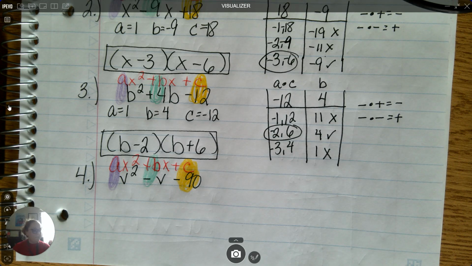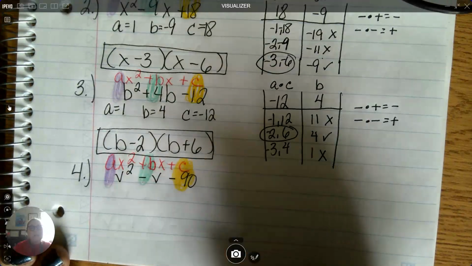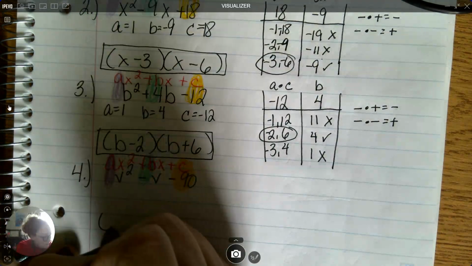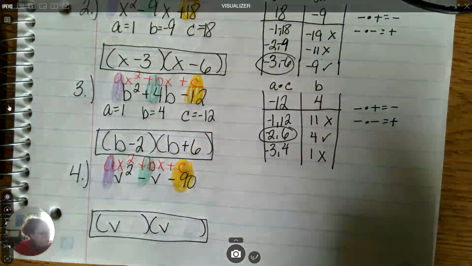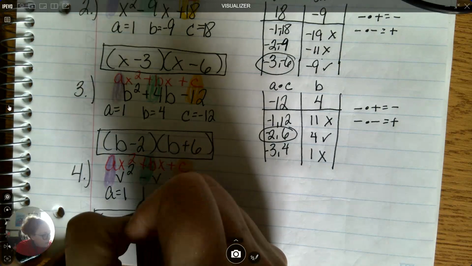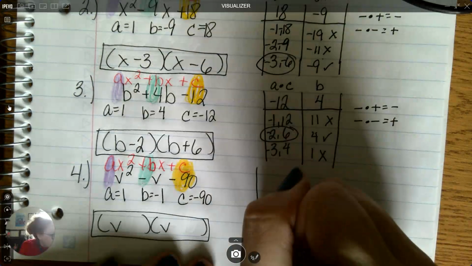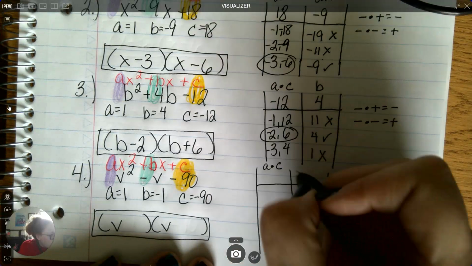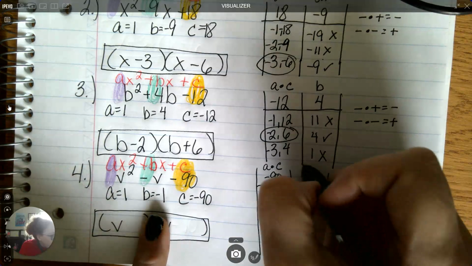Alrighty, our last example for this lesson, and this one's a little bit trickier, but let's go ahead and get started. You'll notice our x's are still b's, or our b's now, but still in ax squared plus bx plus c form, so don't get upset and think that I'm giving you something different. It is the same process, just different variables. Alright, so a is still 1, b is a negative 1, and c is a negative 90. See, they're a little bit more challenging here. That's okay. So a times c is 1 times negative 90, which is negative 90. And my b is a negative 1.